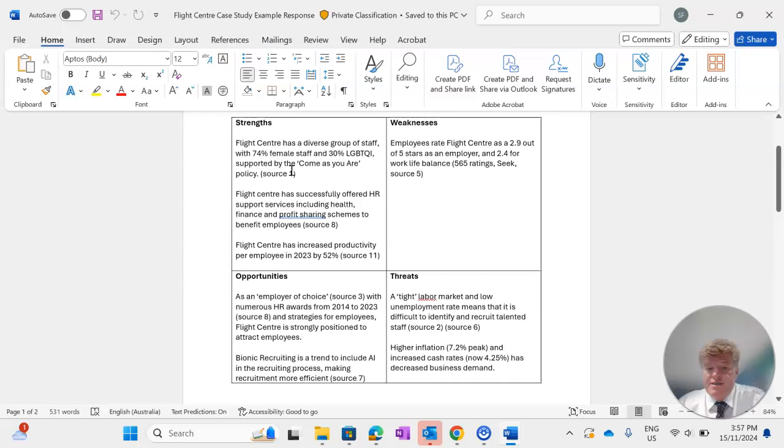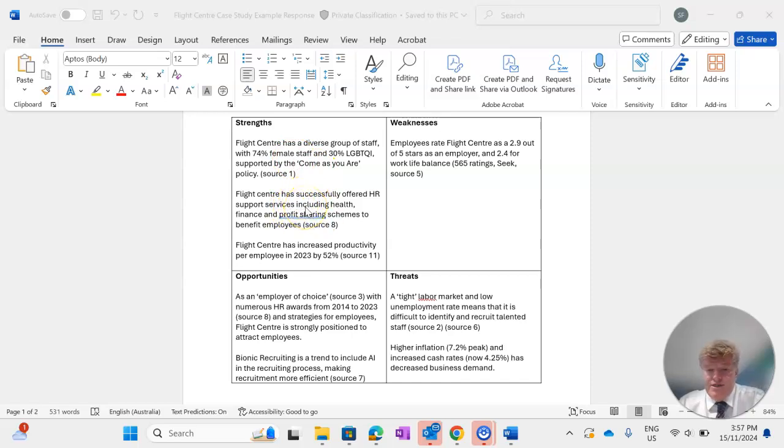Let's think about the strengths. So strengths, remembering strengths and weaknesses are internal to the business. So diverse group of staff, that can be considered a strength. We've learned a lot about that for what happens in human resources, the way it can help engage with customers, the way it can bring about a diversity of ideas. It's a positive thing.